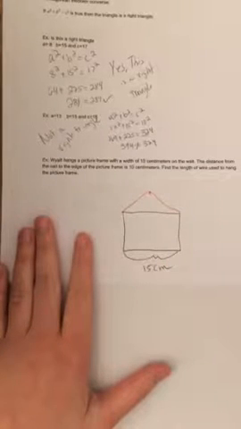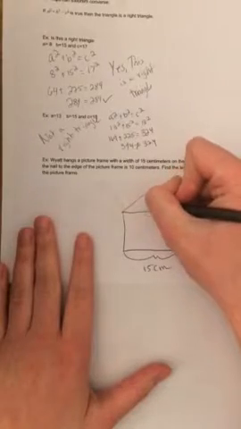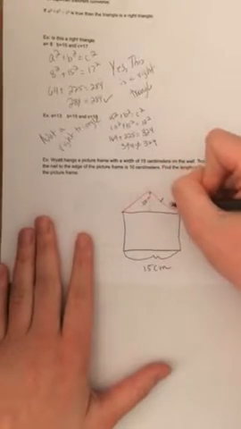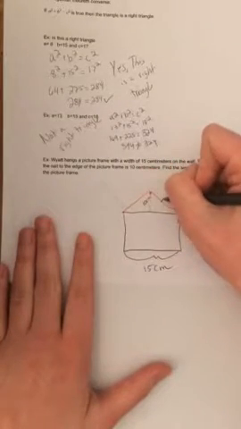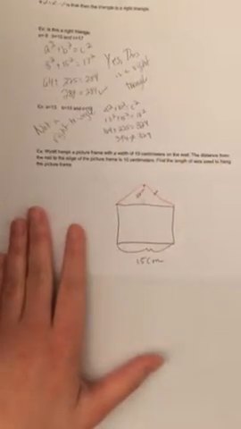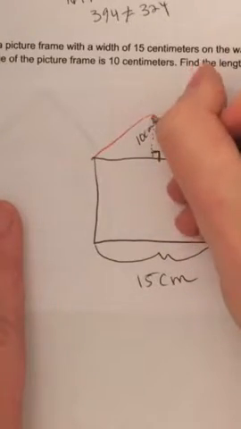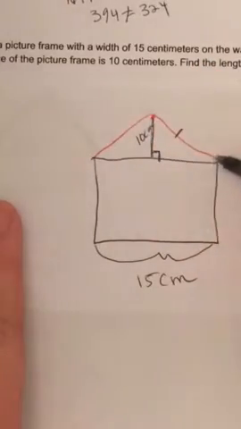And the distance from the nail to the edge of the picture frame, so this line right here, is 10 centimeters. They want me to find the whole length of the wire, but I'm going to find this length first. I'm going to zoom in a little bit here, because this would be a 90-degree angle. Once I draw this line, I have a right triangle.